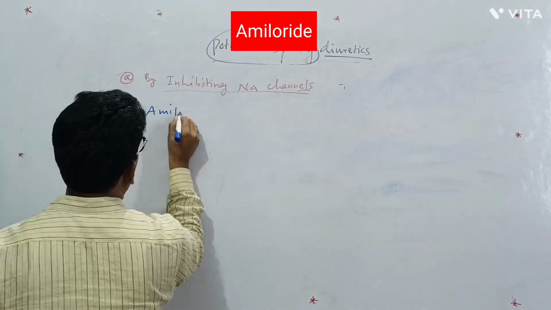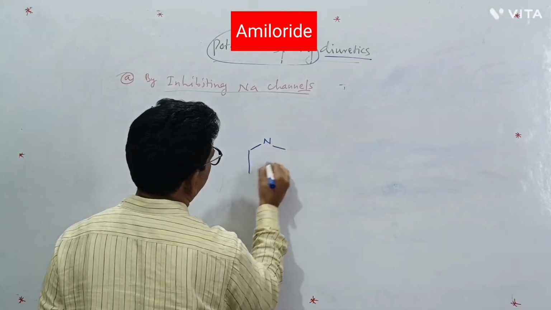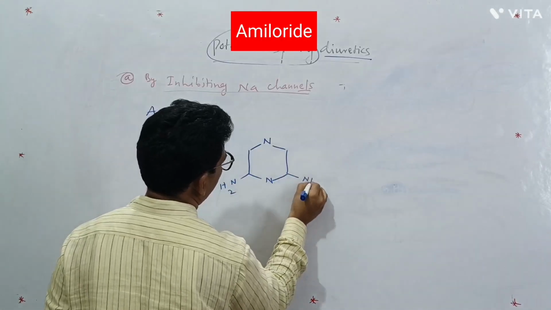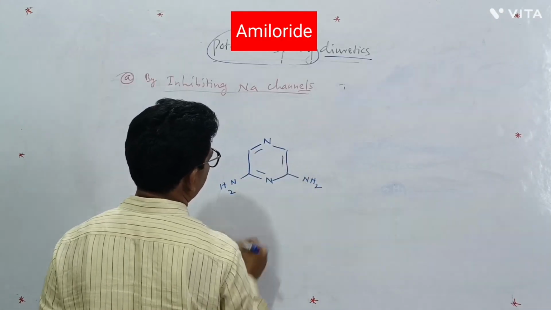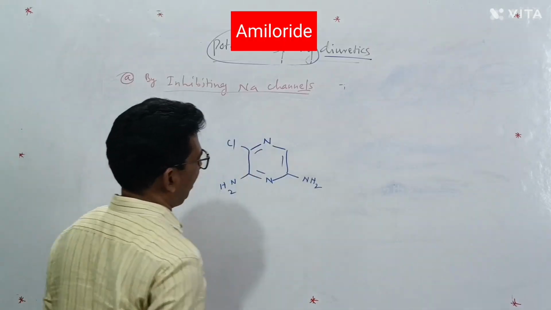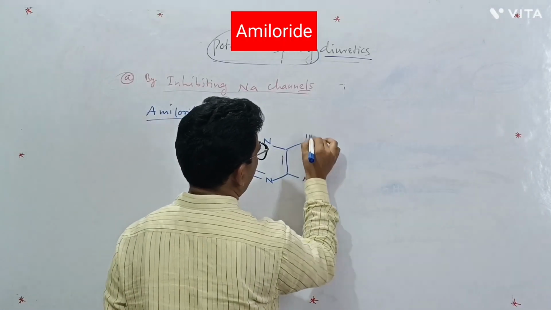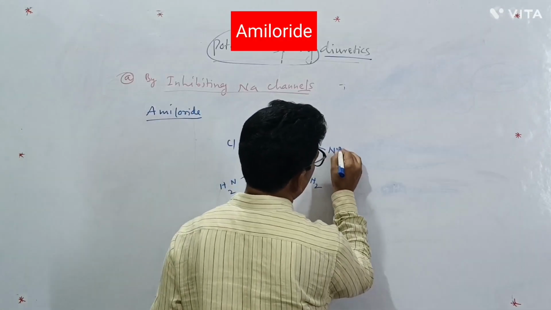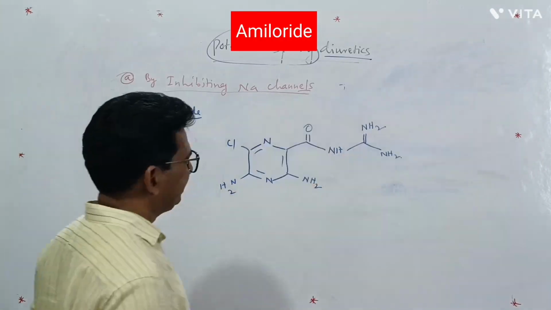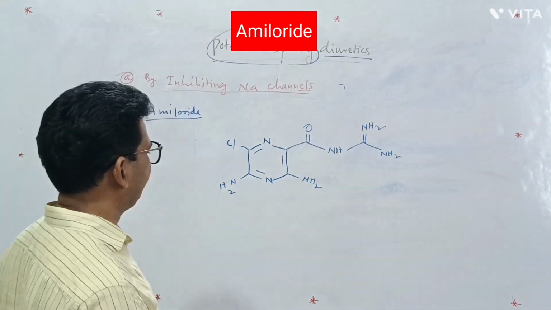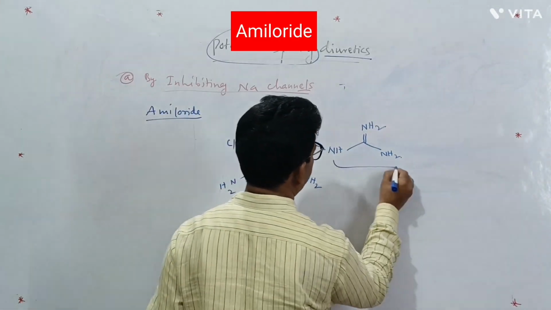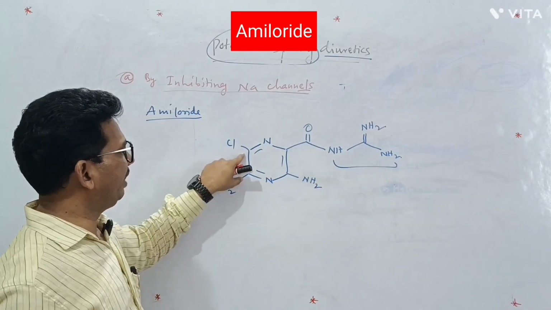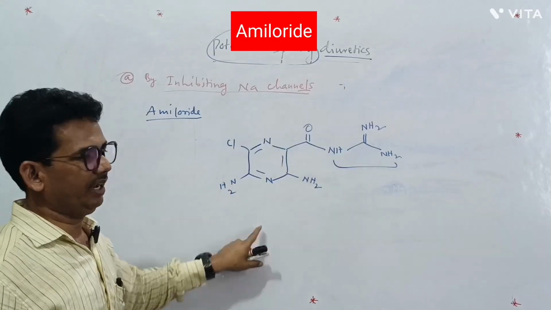Now we'll go for amiloride. It also has the pyrazine structure. On either side of the pyrazine there will be an amino group, NH2. Here it has a chloro group, a halogen. Here it has a carbonyl group, and that carbonyl group is attached to a guanidine structure. This is called amiloride. Here the guanidine is attached to the carbonyl group, and the pyrazine has 2 amino groups and 1 chloro group. This is called amiloride.